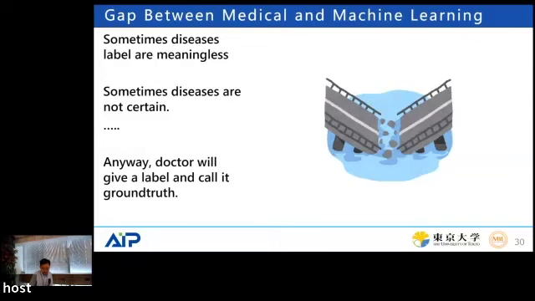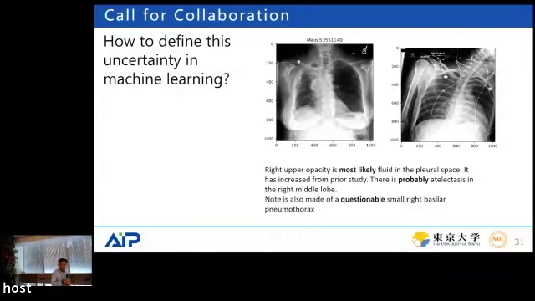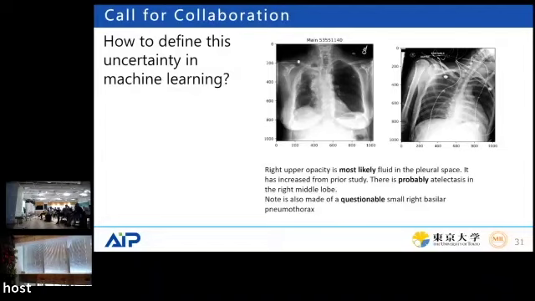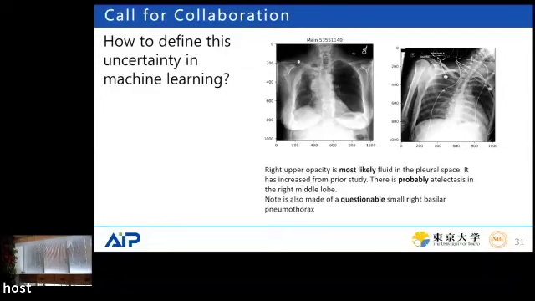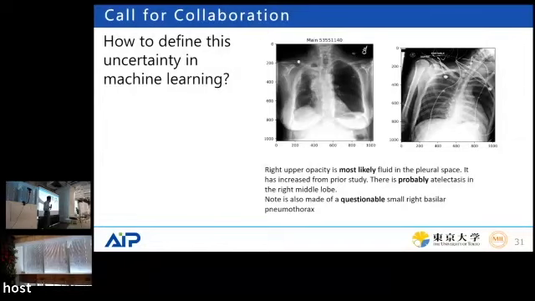So in order to make AI work for real applications, it's important to answer the following question: how can we define this uncertainty in machine learning? For example, in the report, the doctor always keeps saying that the right upper part is most likely fluid, or gives a probability estimate. This is written by the doctor. But if you see the labels of chest X-rays, which I think you're familiar with, you never see this "most likely" or "probably", because they just directly give you a label and say, you have to fit it. So how can we model this uncertainty in machine learning?